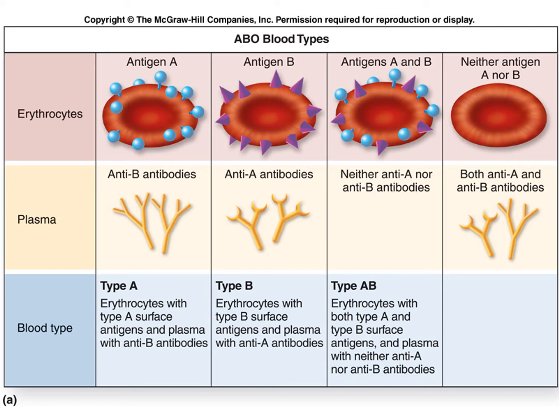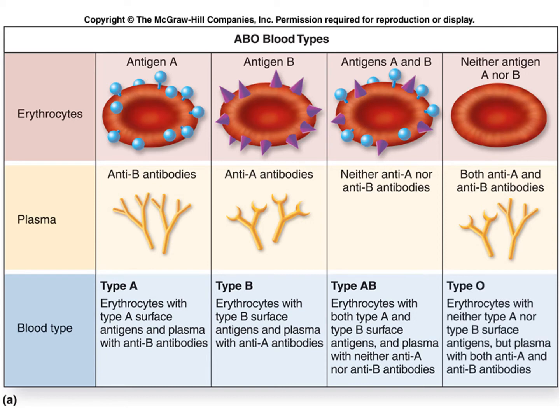So this is going to mean that your blood type is O, so you don't have type A or type B surface antigens, but your plasma will have the antibodies against both A and B. So you're going to have anti-A and anti-B. So what's the point here in terms of blood transfusions?